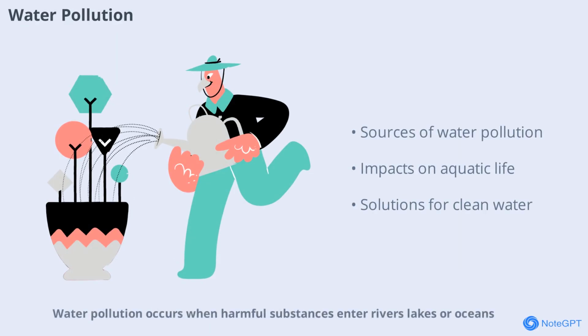Water pollution occurs when harmful substances enter rivers, lakes, or oceans. Common pollutants include industrial chemicals, agricultural runoff, sewage, and plastics. These contaminants can poison aquatic life, disrupt food chains, and make water unsafe for drinking or recreation. Water pollution is a global problem, but solutions like wastewater treatment and reducing chemical use can help. Soil pollution is another concern, often linked to the same sources.